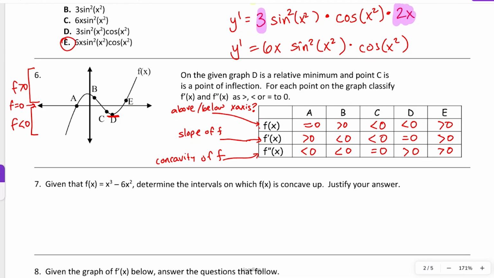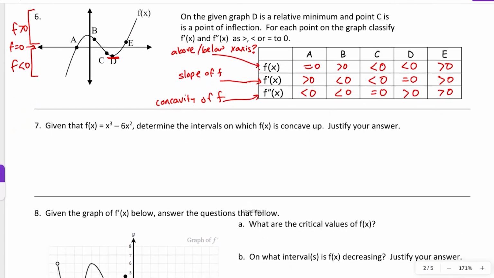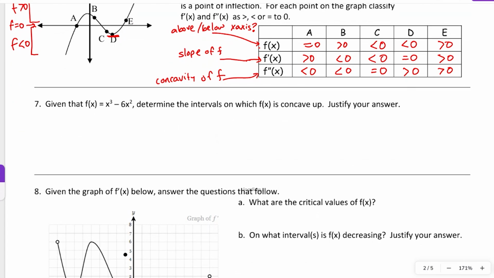Okay, well that's about it for 6. Let's take a look at 7. It says, given that F is this cubic function, determine the intervals for where F is concave up. Now we just got done talking about that. F is concave up when the second derivative is positive. That's really going to be our justification. That's what it means to be concave up. So what we need to do is find when that happens.